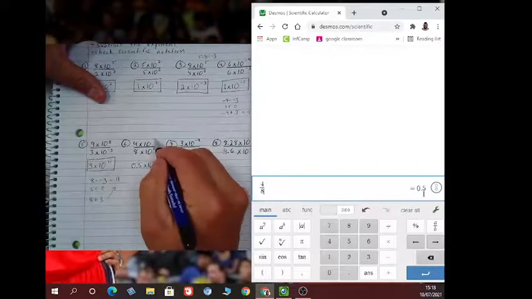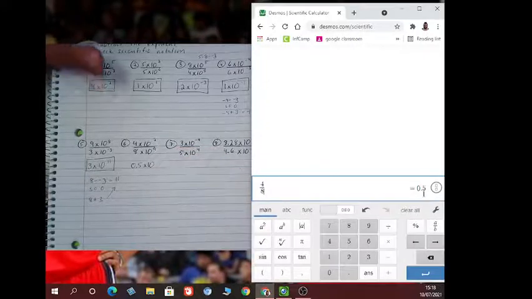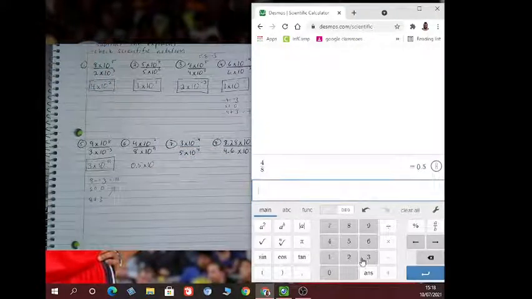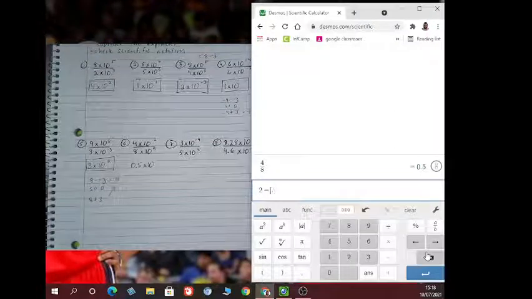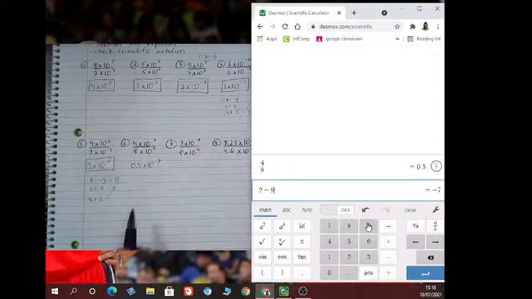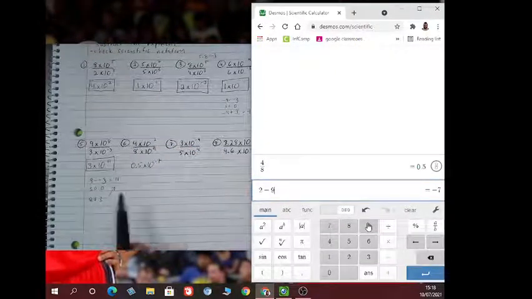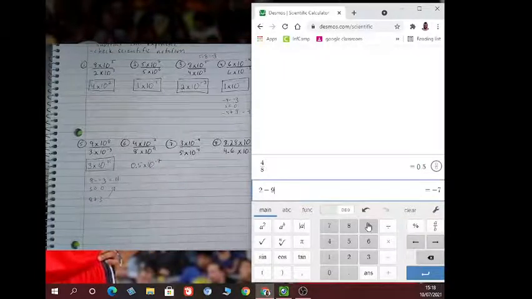Then I have a 2 minus 9. Okay, so 2 minus 9 is negative 7. If I want to check it in my calculator, I can. 2 minus 9, sorry, 2 minus 9 is a negative 7. Okay, so 4 divided by 8 was the 0.5. 2 minus 9 gave me the negative 7.